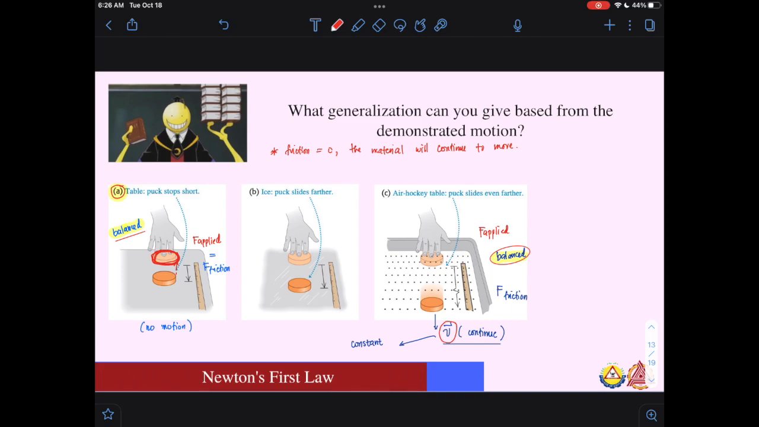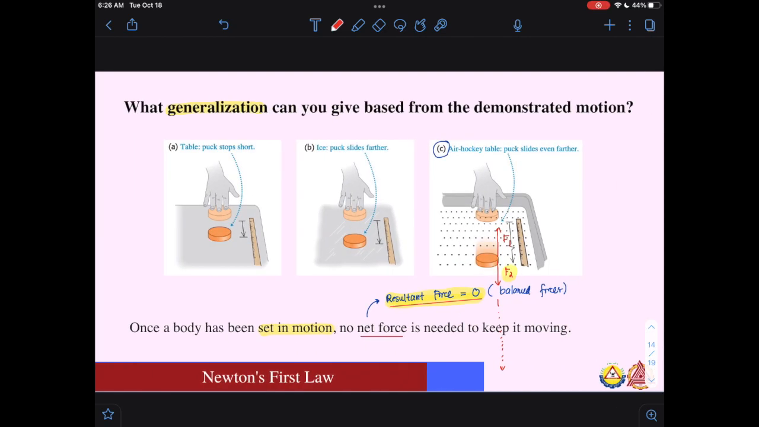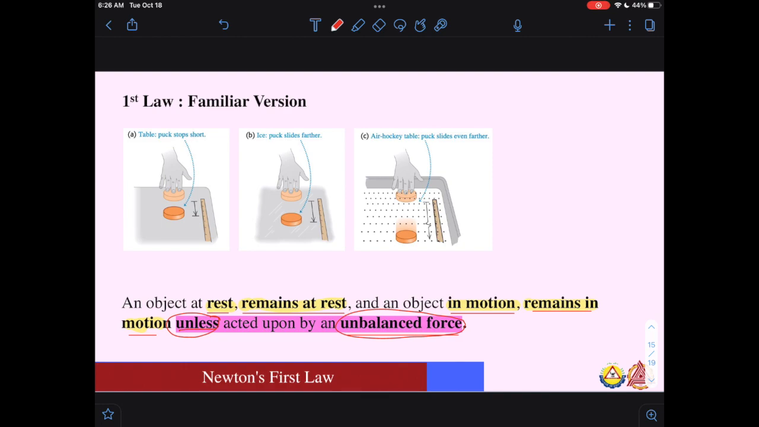Sige, ingon sa atong law, an object at rest remains at rest unless acted upon by an unbalanced force. So that is the case for A. Meaning to say, as long as balance imong forces, di gyud na siya molihok. The case of C, now we are dealing with in motion, no? An object in motion remains in motion unless acted upon by an unbalanced force because, as you can see there, balance man ang forces. Since the forces are balanced, it will continue to move with a constant velocity V. Now, magpadayon gyud na, mao nang giingon niya diri.